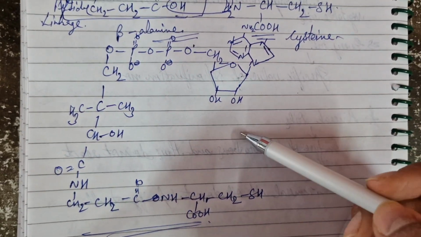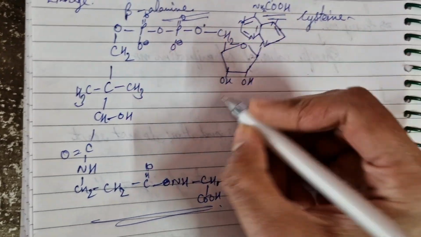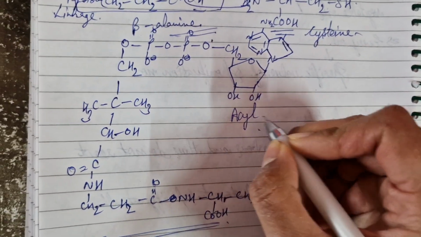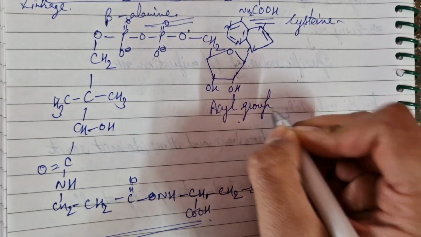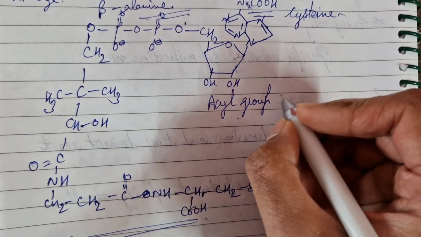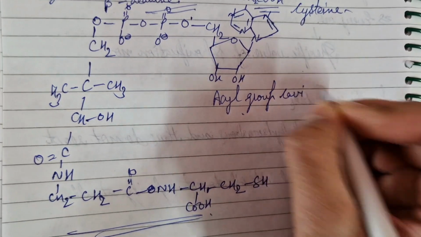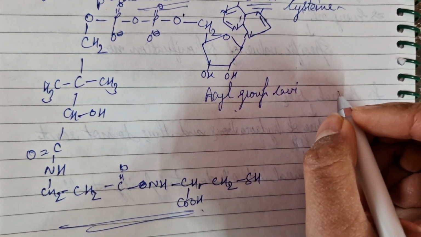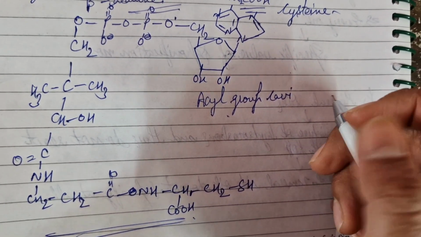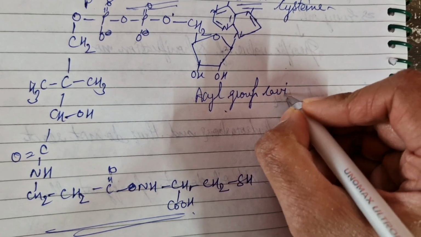This coenzyme A acts as an acyl group carrier in a variety of metabolic reactions. For example, in the TCA cycle, that is the tricarboxylic acid cycle, or we can say the Krebs cycle.